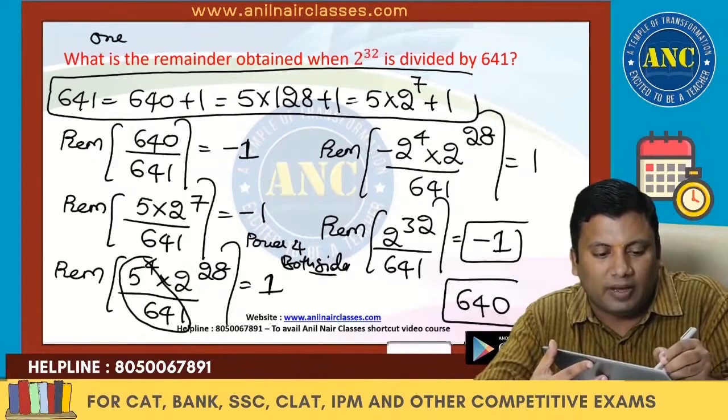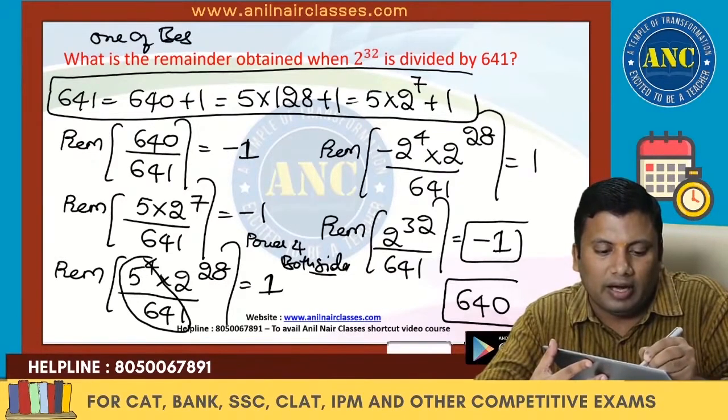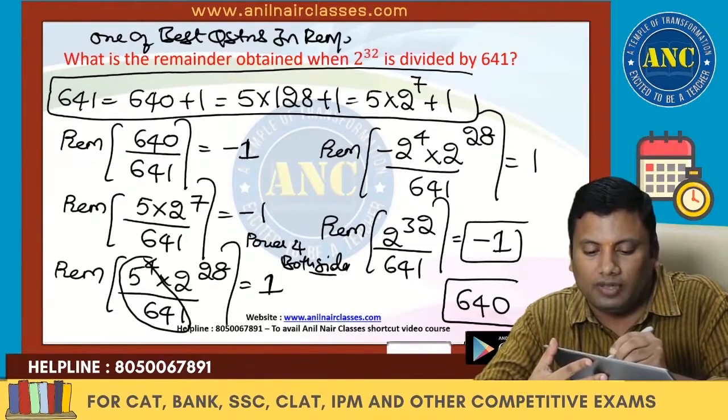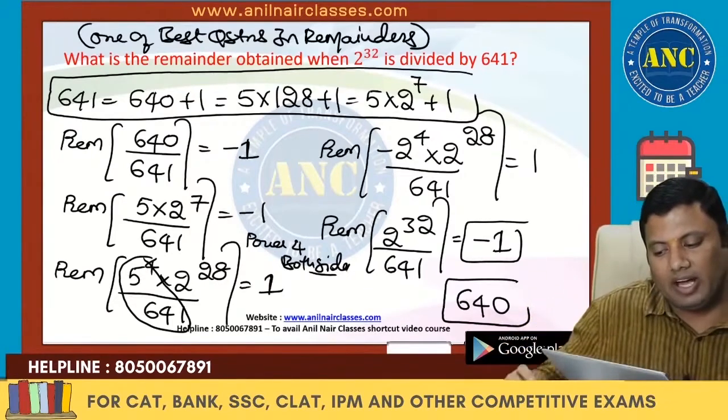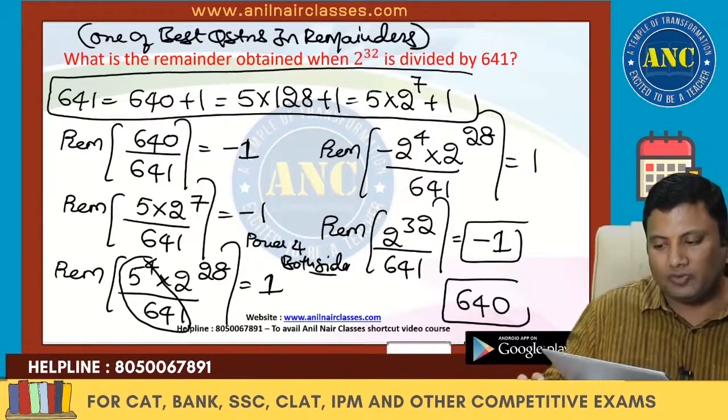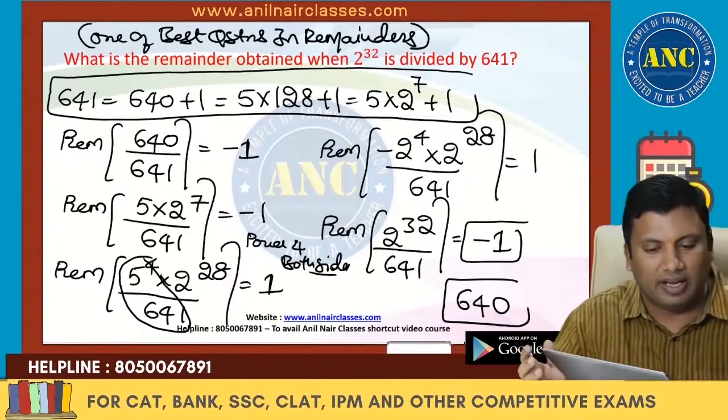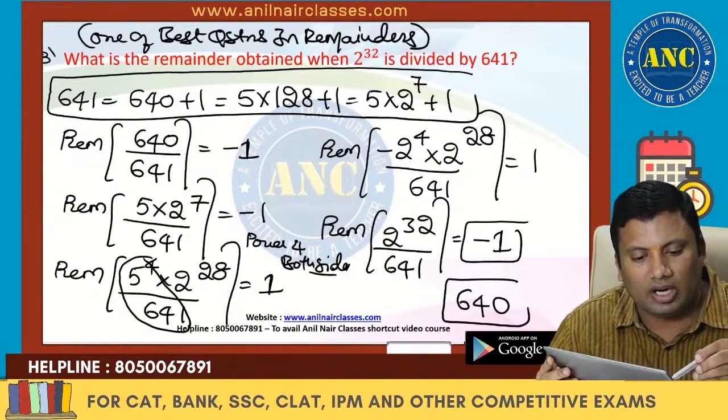Probably one of the best questions in remainders, sir. One of the best questions in remainders, where if you understand how to write 641 as 5 into 128 plus 1, you will get the answer very, very easily. Question number 3.